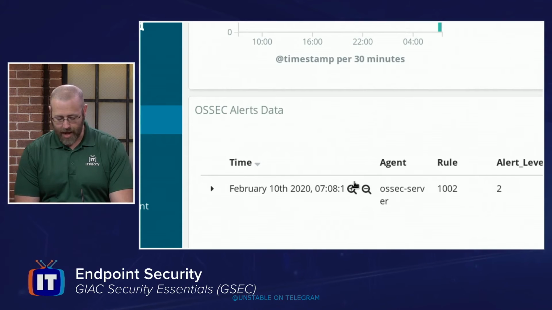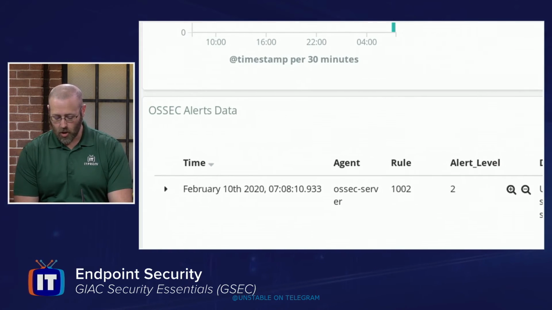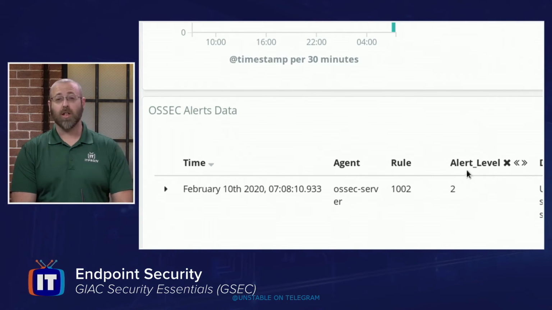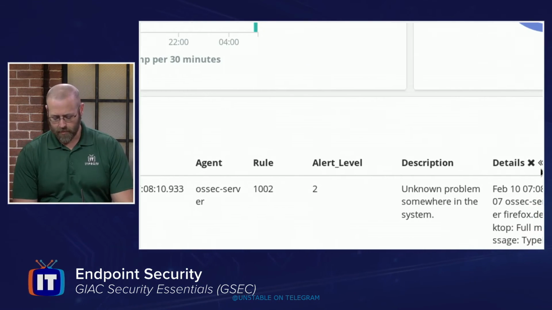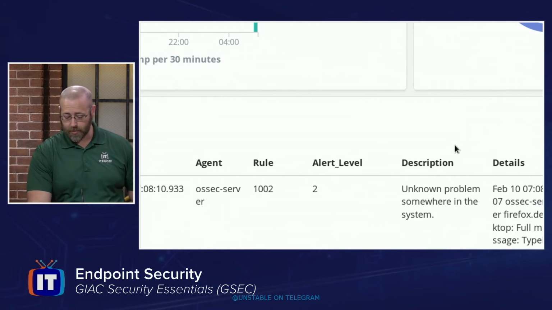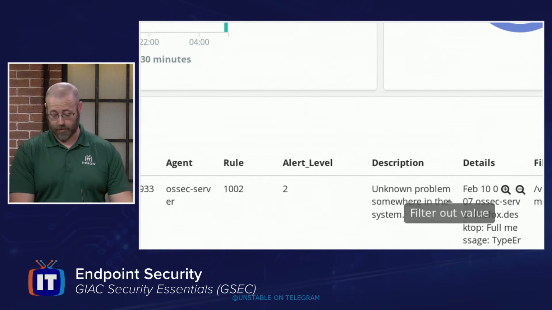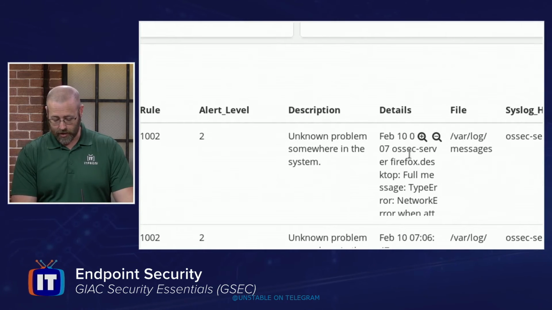And of course, what time it happened, what the agent was, what rule it hit, the alert level. Depending on how you have it set up, I don't know if they're going ascending or descending. But then, of course, the description, an unknown problem somewhere in the system, that's descriptive. A little bit of details in here.